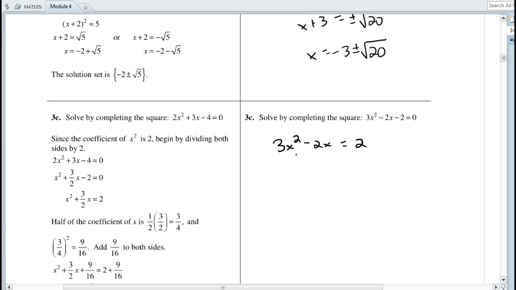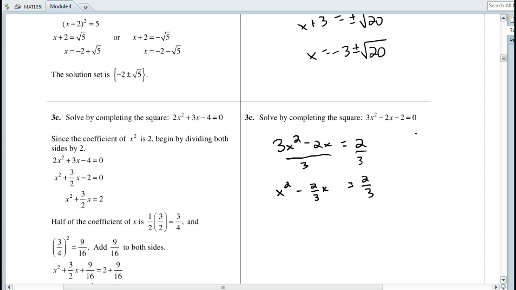Here's the trick with this one, though. Normally, the number we have is always regular x squared. So what do we do to fix that? Well, we've got to divide both sides by 3. When you divide both sides by 3, remember it's a common denominator on the left. So we can really write this as x squared minus 2/3 x equals 2/3. Now we need to figure out what to add, which is a little tricky, but not so terrible.